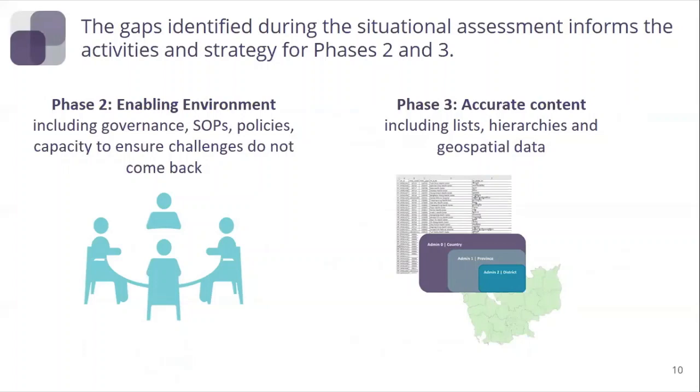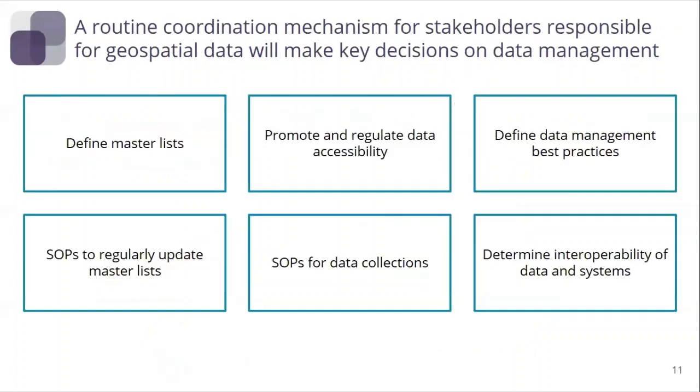So during stages 2 and 3 of this project, we aim to create an enabling environment and accurate CGR content to solve current state challenges identified during the situational assessment. So to recap, during phase 2, the aim is to set up a routine coordination mechanism where relevant stakeholders make key decisions on data management, such as defining master lists, defining the SOPs to update those master lists, regulating the data access, defining best practices in data collection, management, etc.